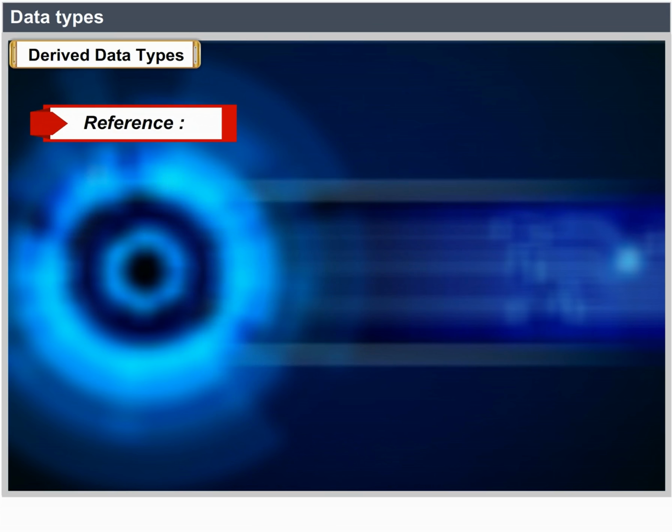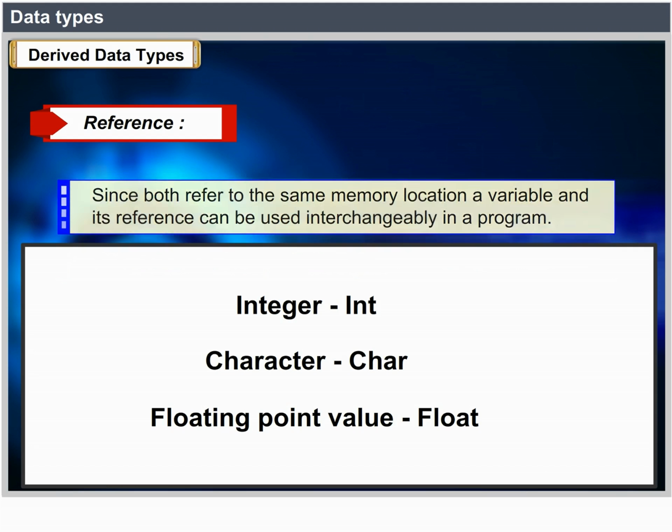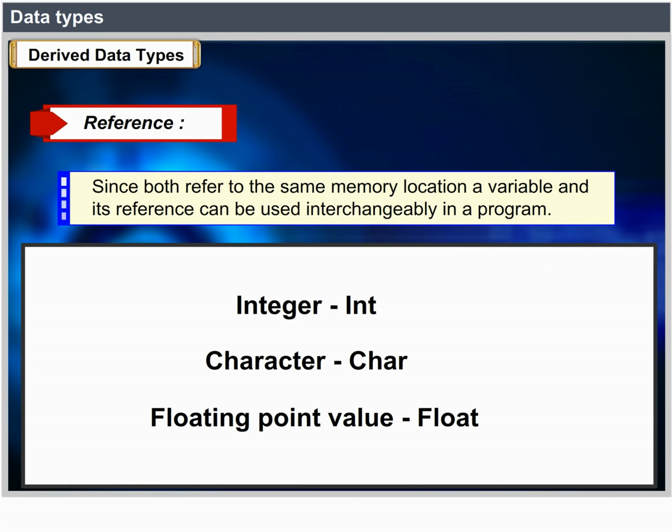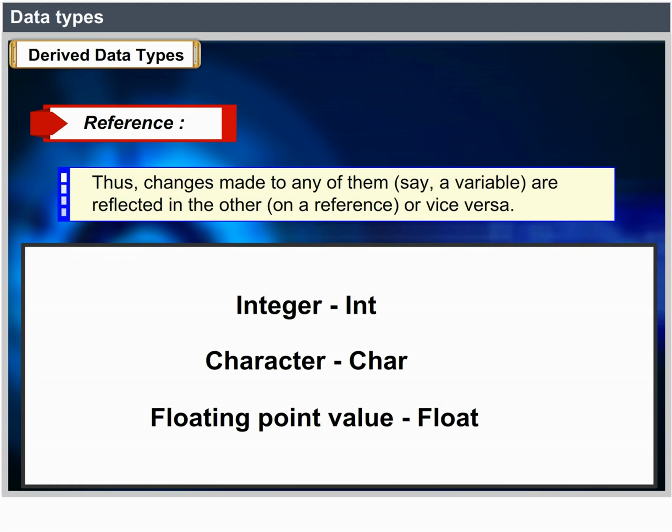Reference. A reference is an alternative name for a variable. That is, a reference is an alias for a variable in a program. A variable and its reference can be used interchangeably in a program as both refer to the same memory location. Hence, changes made to any of them, say a variable, are reflected in the other, the reference.